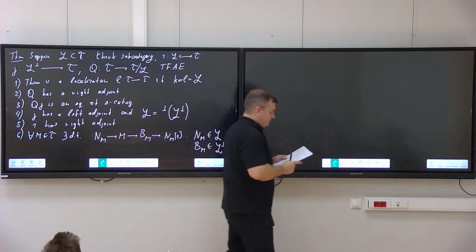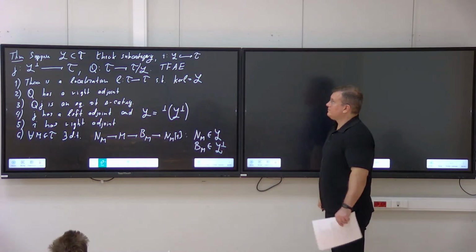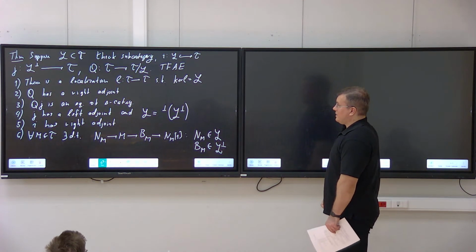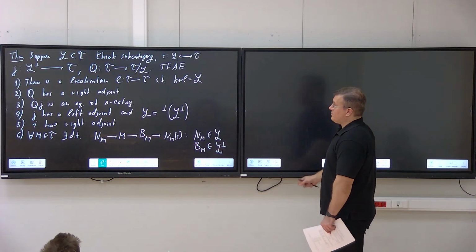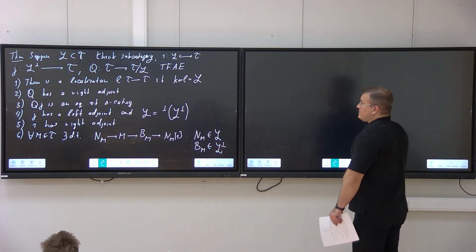Everything works if we consider not the right orthogonal to L, but the left orthogonal. Of course there is a theorem with a prime, with everything dualized.